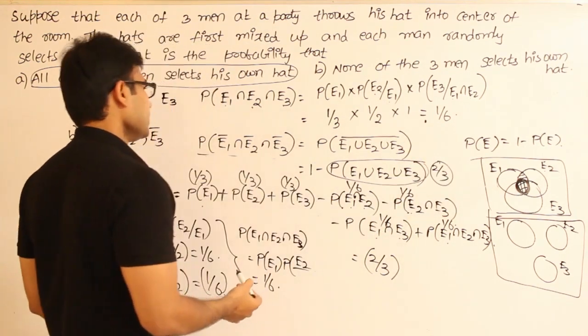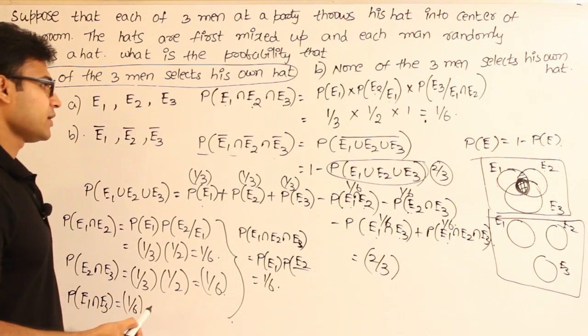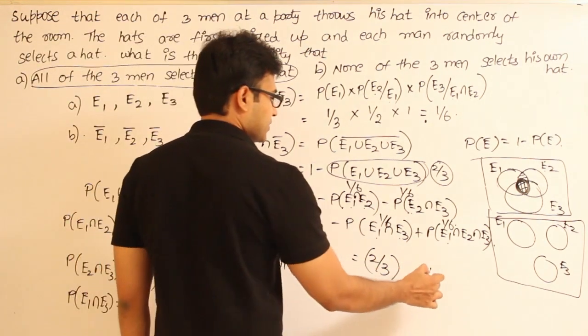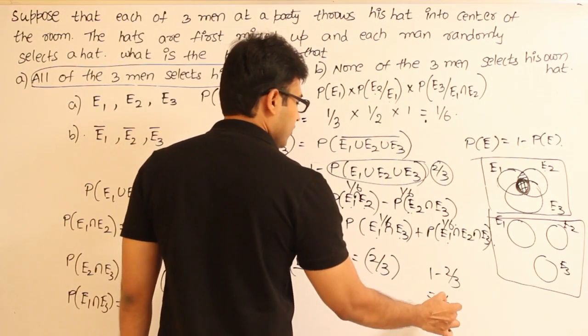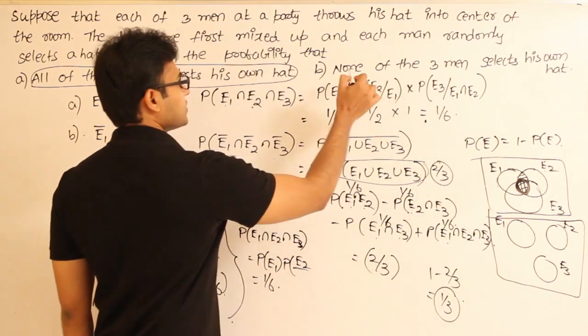Therefore what is the probability that none of them will pick up the right hat? It is 1 minus 2 by 3, which is 1 by 3. Therefore the answer for B is 1 by 3.